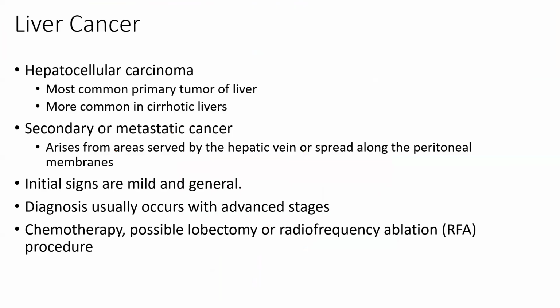Liver cancer. This is the most common primary tumor of the liver, the hepatocellular carcinoma. It's more common in people that have cirrhosis. It comes from the areas that are served by the hepatic vein, or it can spread along the peritoneal membrane. Usually there'll be mild or general signs, and then as it advances, diagnosis will be made. Sometimes they'll have to get chemo. Any questions about any of that?